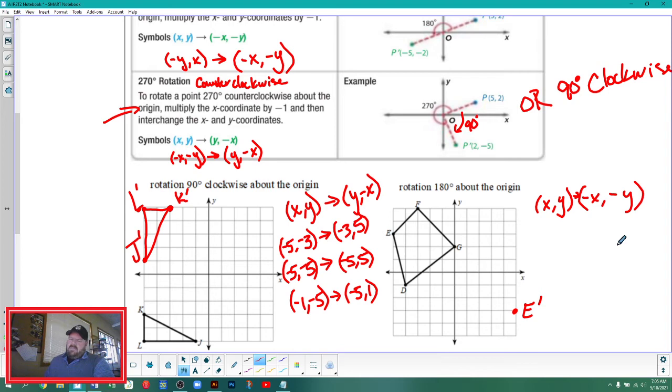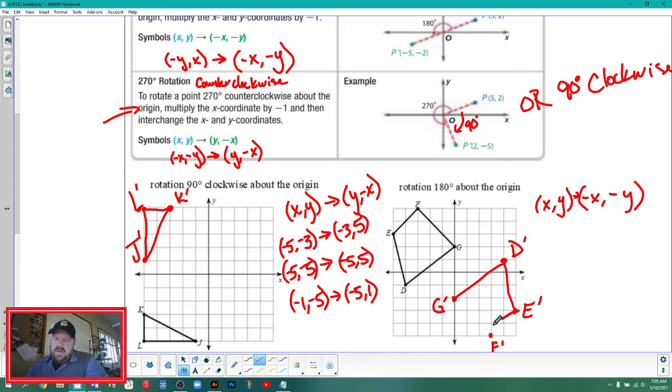F is at negative 3, positive 5. Some symmetry there. So it's going to go to positive 3, negative 5. So that's going to go right there for F prime. G is at 0, 2. So it's going to go to 0, negative 2. G prime right there. And D prime is at negative 4, negative 1. So it's going to go to 4, positive 1. D prime. And there we go.